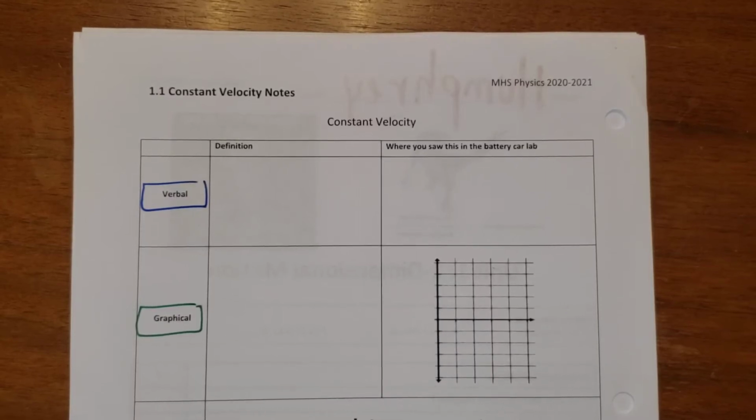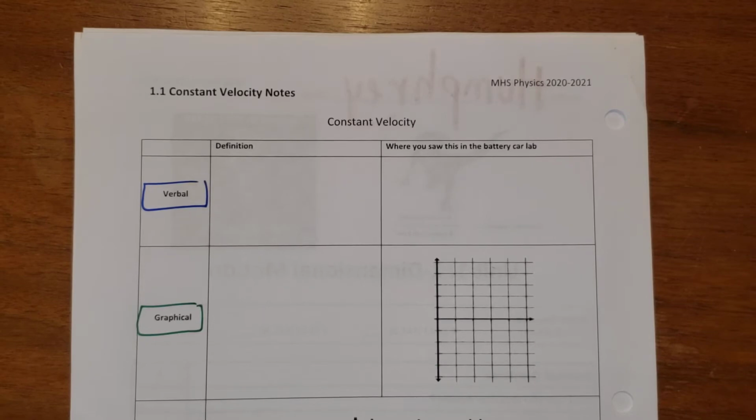Hi everyone, this is Miss Humphrey, and we're going to begin this unit by taking 1.1 constant velocity notes. And the notes we're going to do today are on pages 2, 3, and 4.